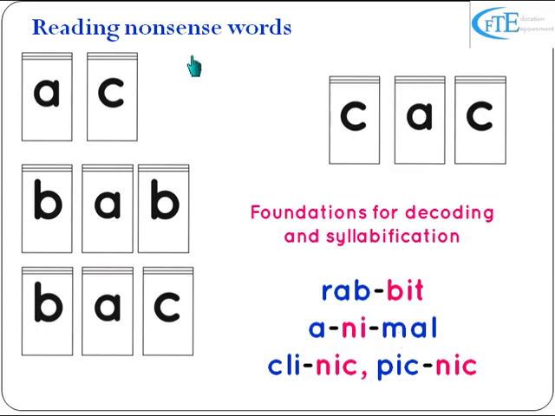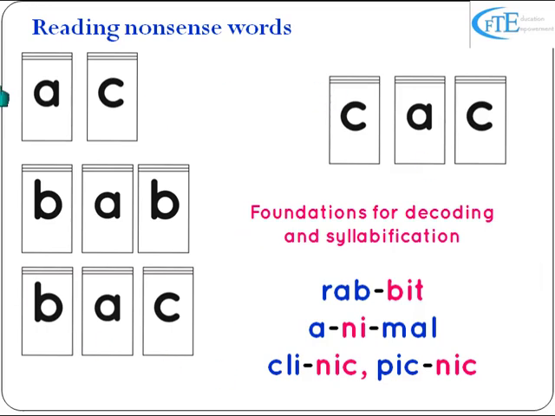Now, it's very important also to teach your child how to articulate nonsense words. A, k, ek. B, a, b, bab. B, a, k, back. K, a, k, kek. This is the foundation for decoding and syllabification. This is very important when reading bigger words later on.